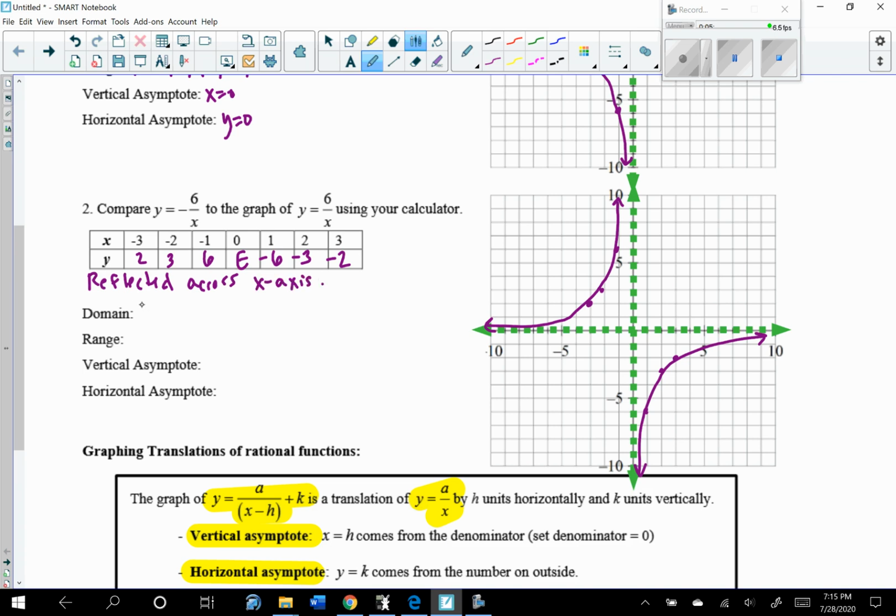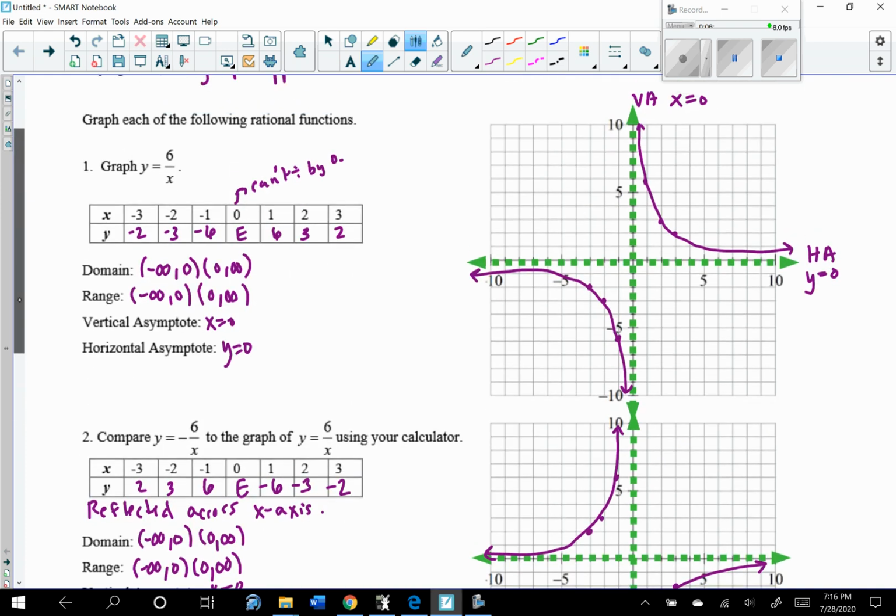So our domain is still the same, negative infinity to 0, union 0 to infinity. And the range, same thing. And we still have a vertical asymptote at x equals 0 and horizontal asymptote at y equals 0. It's very important when you're writing your asymptotes that you write x equals or y equals, because notice they're lines, so you don't want to forget putting that down. So those are the basic rational function graphs.